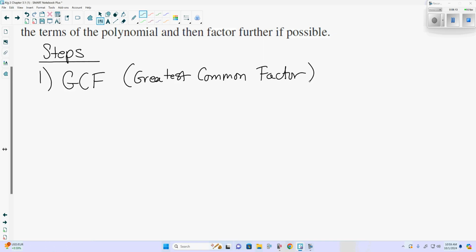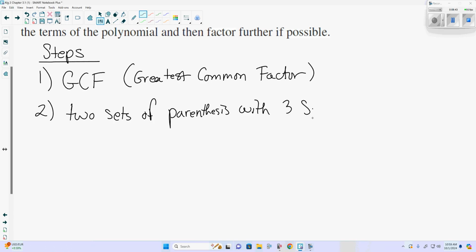We want to remove it, because if there is a greatest common factor, removing it will help make solving the problem, factoring, a lot nicer, because it will reduce some of the numbers. So we're not looking at as many factors, as many terms, if it's in common with all three. Our second step, we're going to write two sets of parentheses with three spaces.